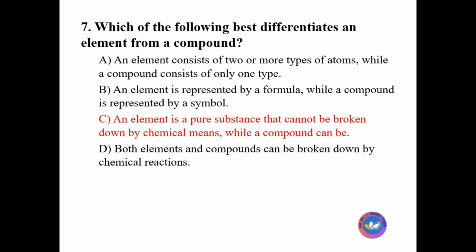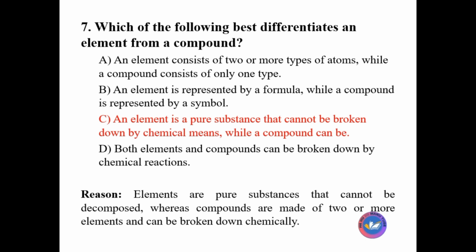The answer will be C, an element is a pure substance that cannot be broken down by chemical means, while a compound can be. Elements are pure substances that cannot be decomposed, whereas compounds are made of two or more elements and can be broken down chemically.